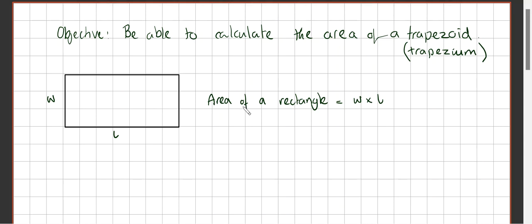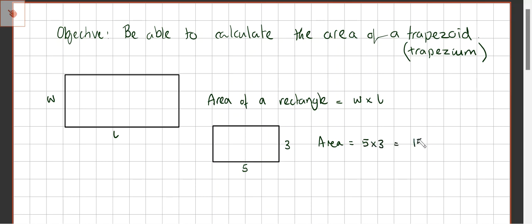Right, so we know from last lesson the area of a rectangle is width times length, and you did this yesterday. So just as a little example, if we've got a rectangle that is 5 by 3, the area is 5 times 3, which is 15 square units, yeah?